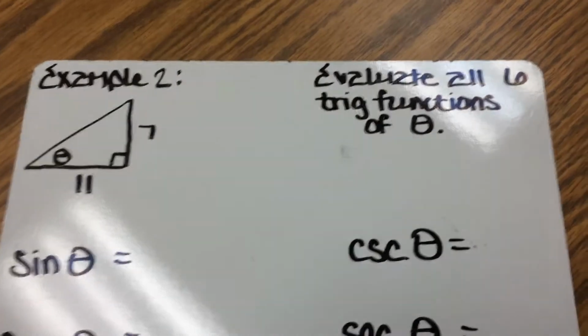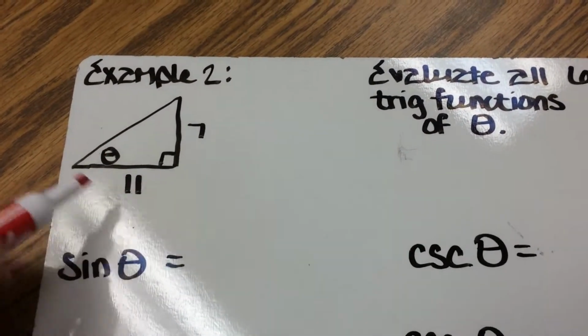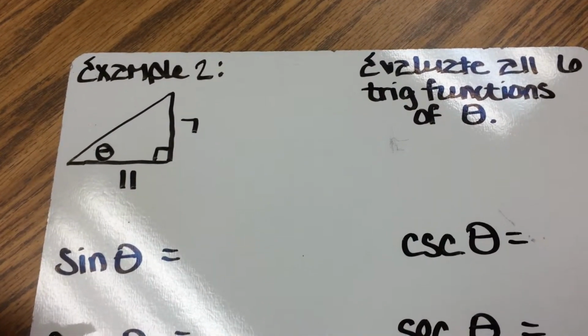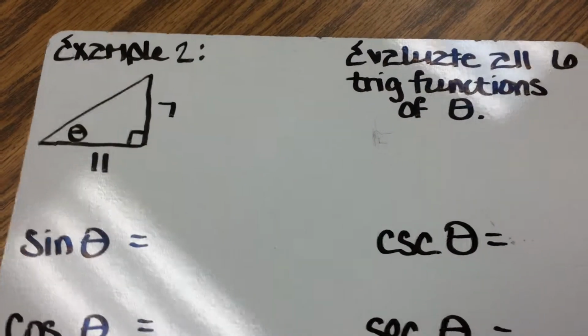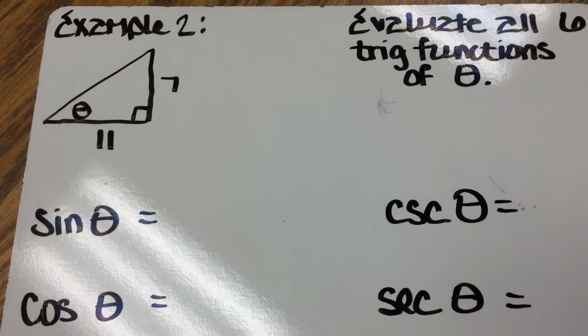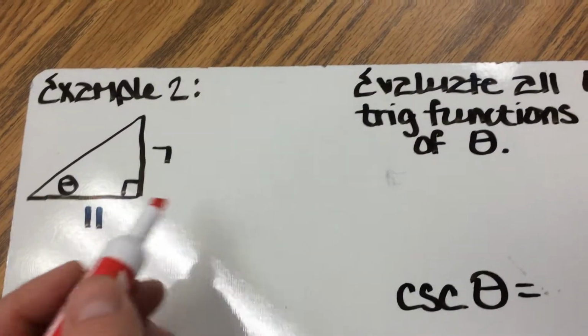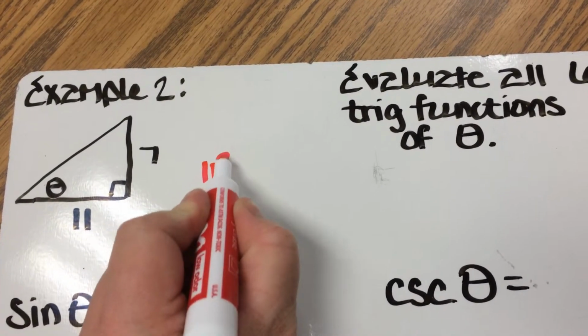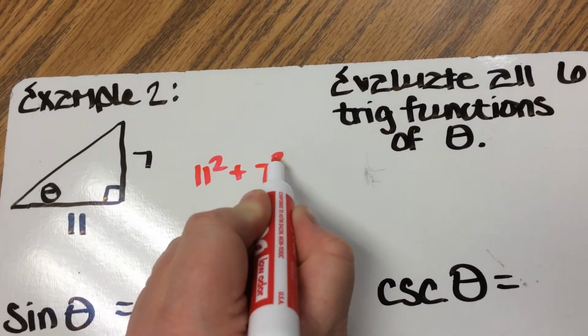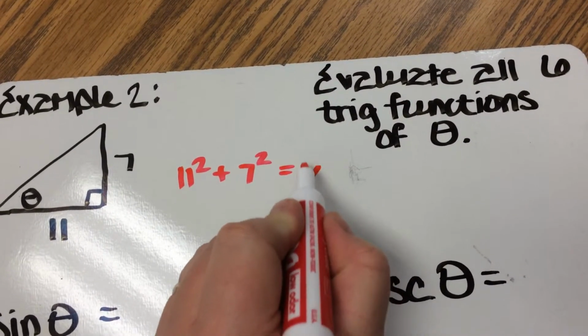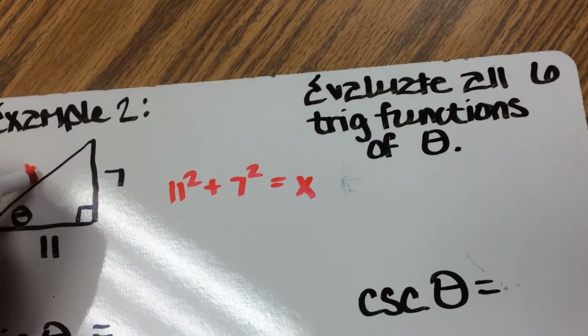Okay, same idea with example 2, except this time they only give me 2 legs, and I don't have the hypotenuse. So I'm going to have to use the Pythagorean theorem here. I've got to do a little work before I can find my trig functions. So with a right triangle, we do the Pythagorean theorem. So I have legs squared added together has to equal my hypotenuse squared, which we'll just call x for right now.